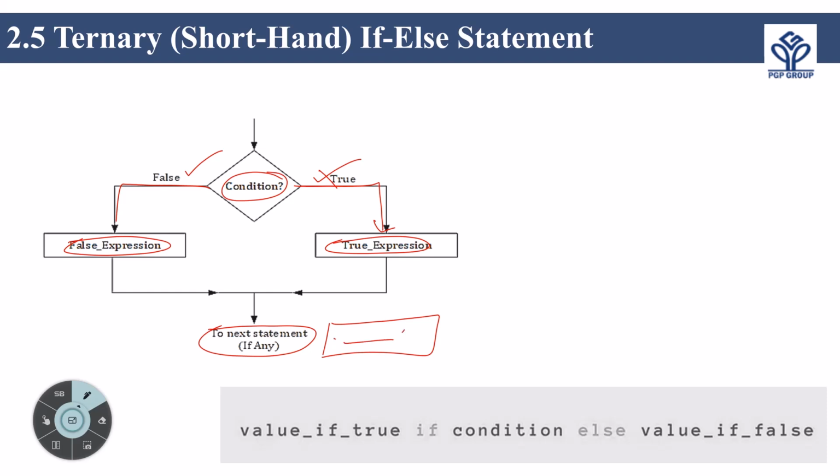Okay, check the syntax for ternary. Value if true, the given condition is true, so we go to the if condition. Otherwise, if false, we go to the else part, value if false. Clear? The entire expression is given in a single statement, that means shorthand. Clear?